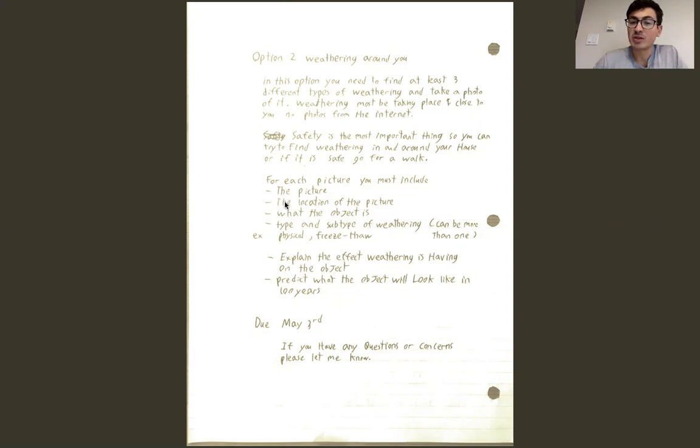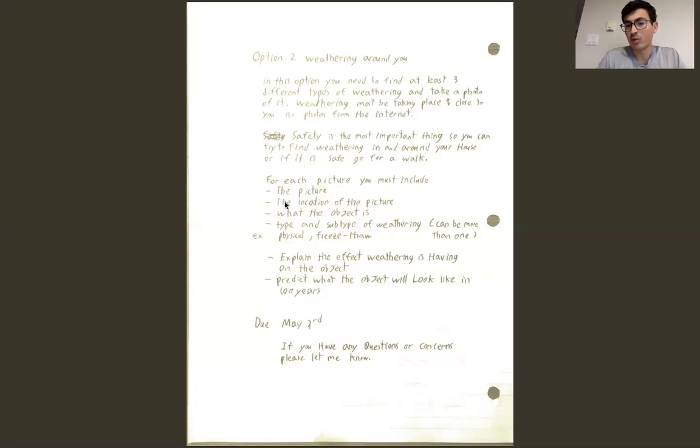Then I want you to explain the effects that weathering is having on that object. So if we see a rock that's been cracked in half because it's been cold and the water inside the rock froze and cracked it in half, I would say we've got physical freeze-thaw weathering that is causing the rock to break apart from water seeping into it.